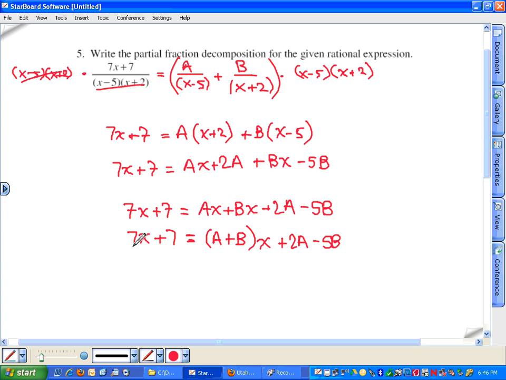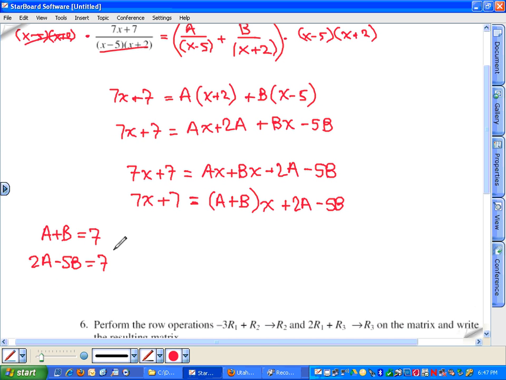So if we have a 7 in front of the x and a plus b in front of the x, if both sides are exactly the same, that means that a plus b is equal to 7. Now the constant on the left side is 7. The constant on the right side is 2a minus 5b. Those two constants must equal each other because the two sides equal each other. So 2a minus 5b is equal to 7.